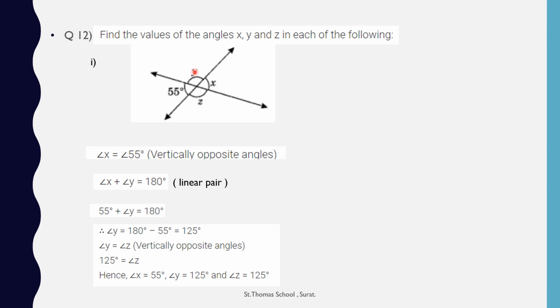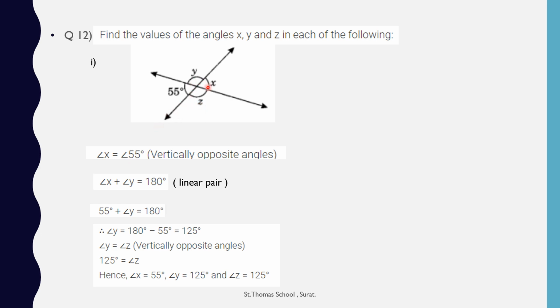Okay. Now we can say that y plus 55° is 180° because they are a linear pair, or we can say that y plus x is 180° because they are a linear pair. So either you can take x plus y or you can take 55 plus y. It's your wish. But you have to understand linear pairs, adjacent angles and vertically opposite angles. So you can write the answer like this. Angle x is equal to 55° because vertically opposite angles. You have to write the reason also.